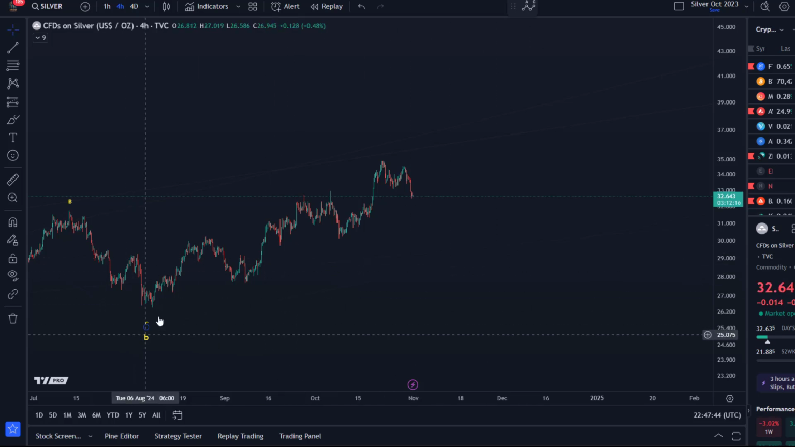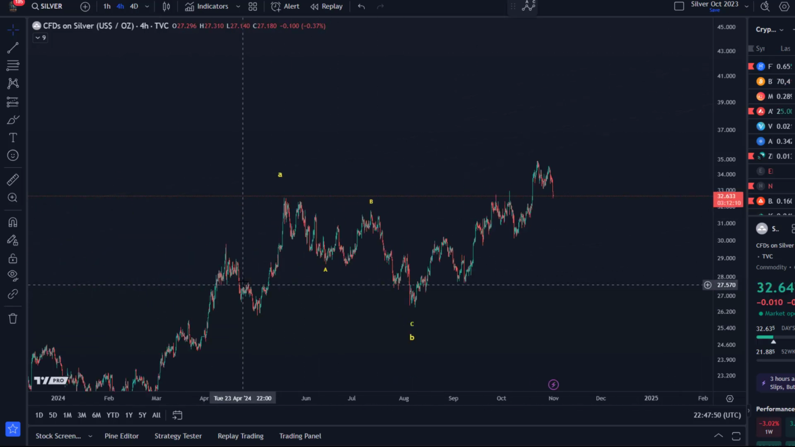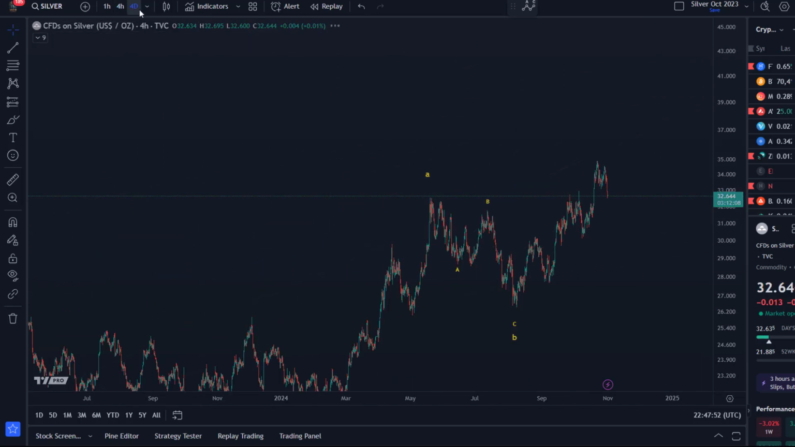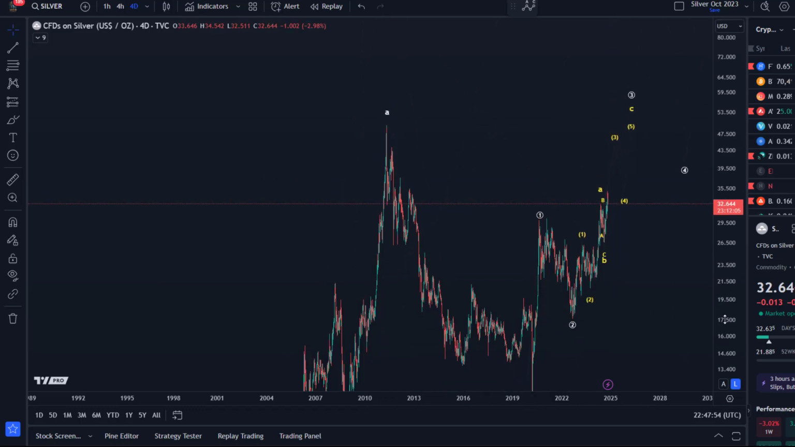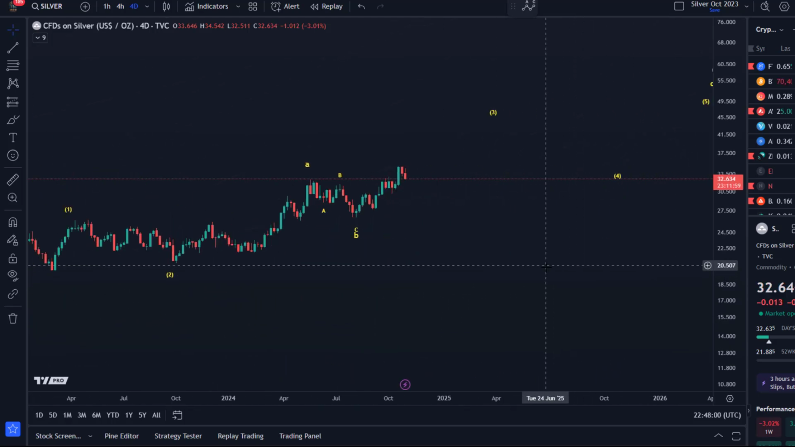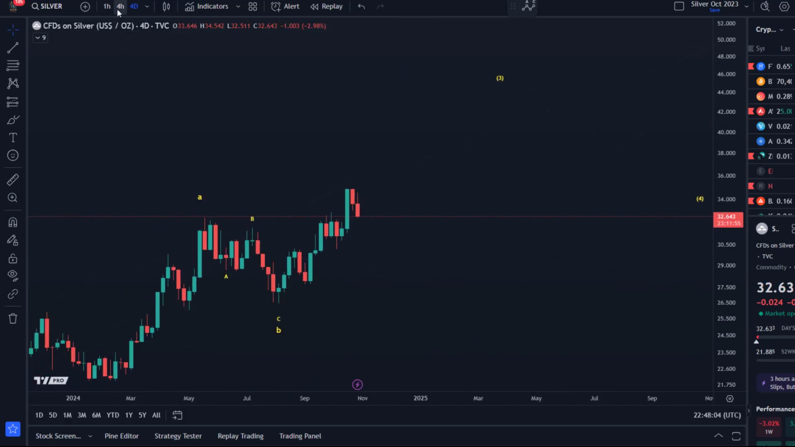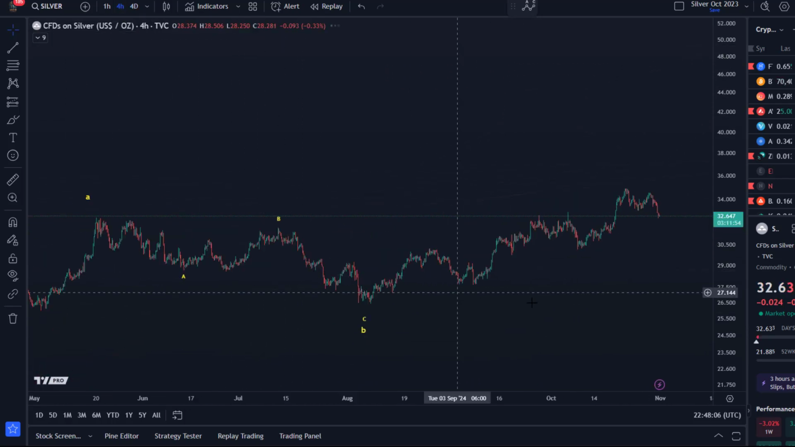So first of all, the base case is that a B wave bottomed in August 24. We're now moving up higher to all-time highs. Well, okay, the all-time highs, if we zoom out a little bit, that might take a while, but certainly higher, right? That's the idea. And I'm tracking here a move up in a diagonal pattern. Let's go to the 4-hour chart.